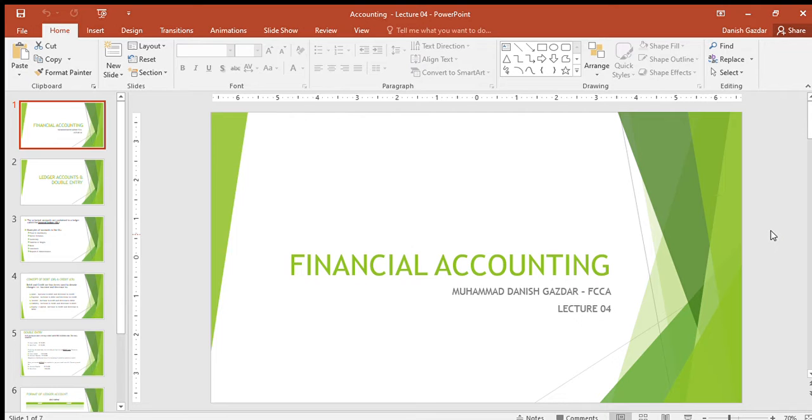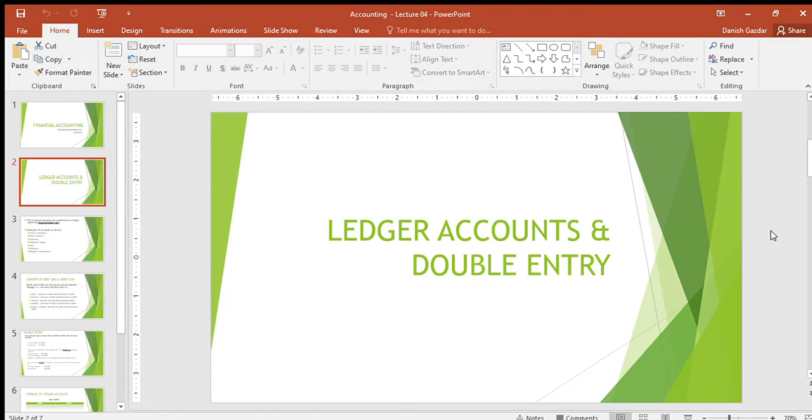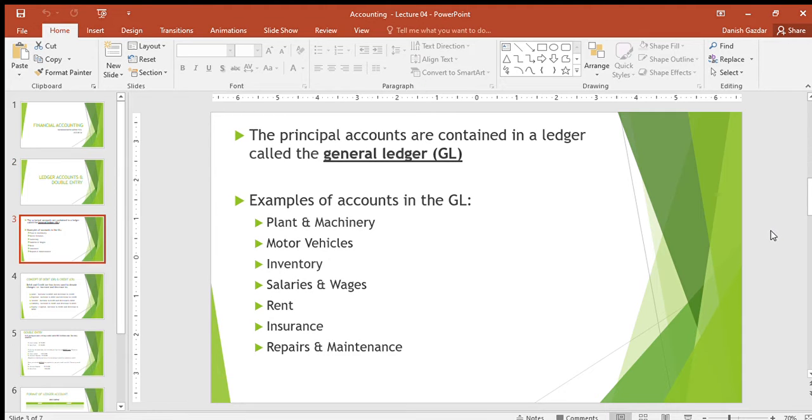Today we are having the fourth lecture, and today we are going to discuss ledger accounts and double entry. So what are ledger accounts? Ledger accounts are the principal accounts which are contained in a ledger called the general ledger. Examples of accounts in the GL are plant and machinery, motor vehicles, salaries and wages, rent, insurance, etc.